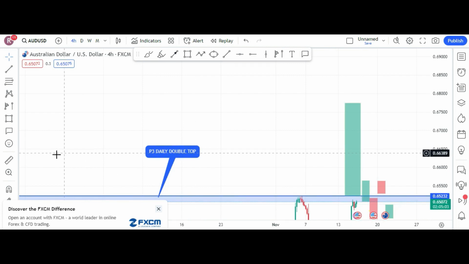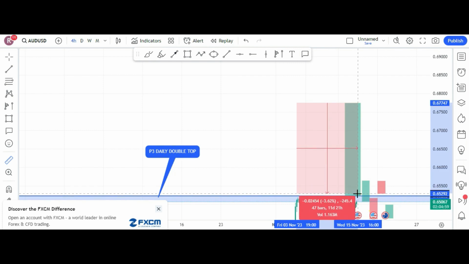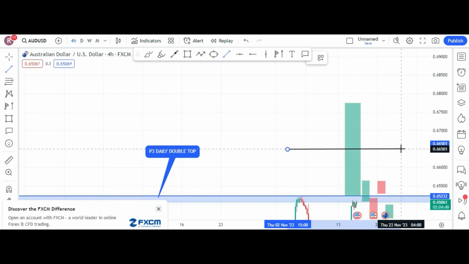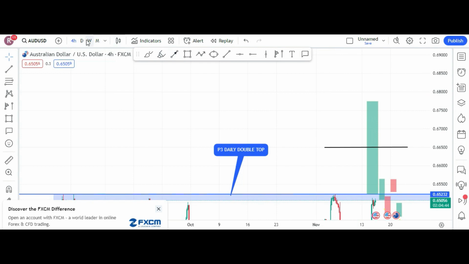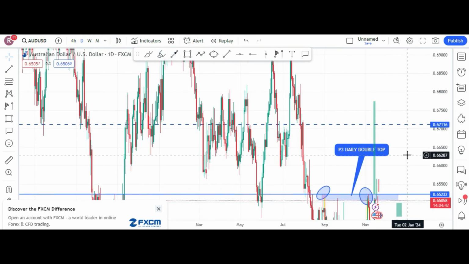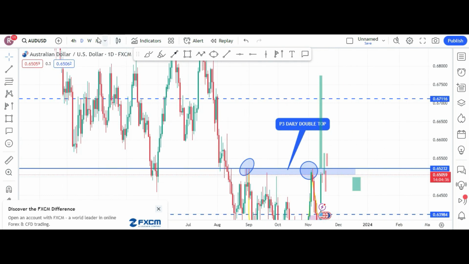So if we measure this, it should move up to this position. This is number one. Let us complete the long, and then we will go with the short. How far can we go? So in the day time frame, we can see it will go.